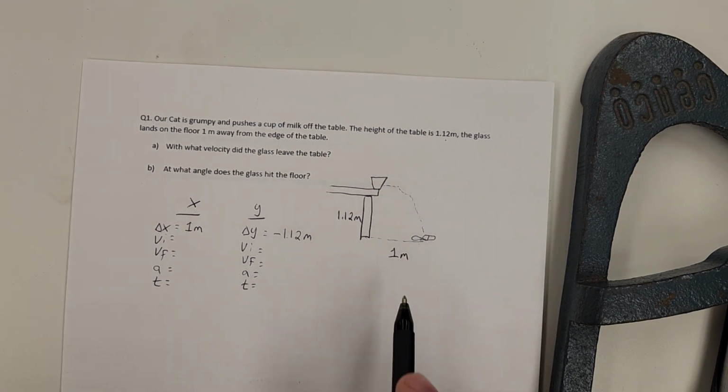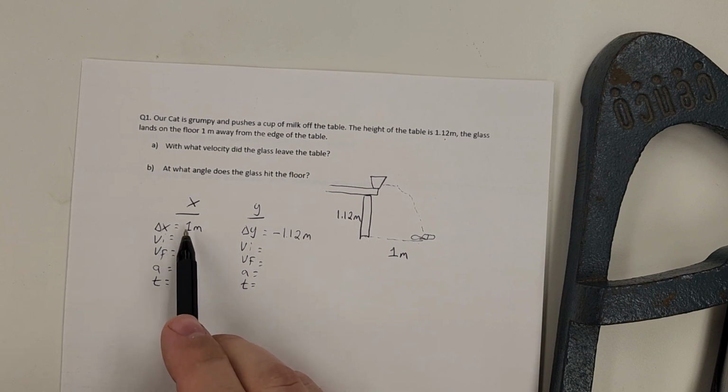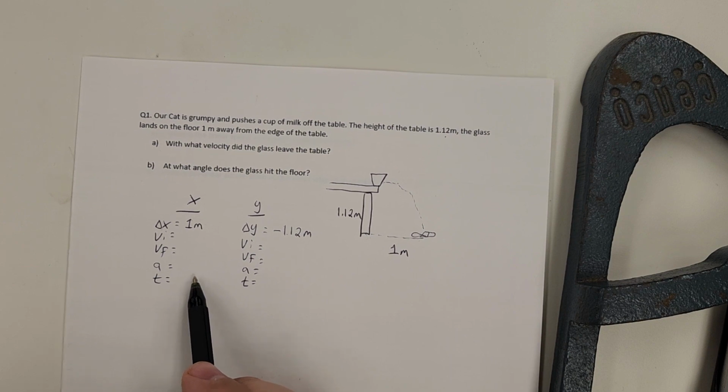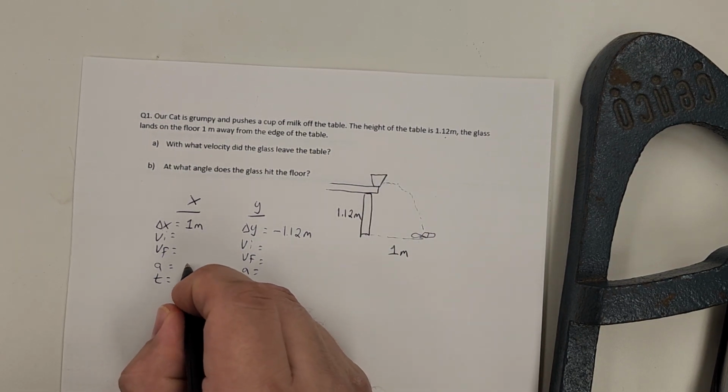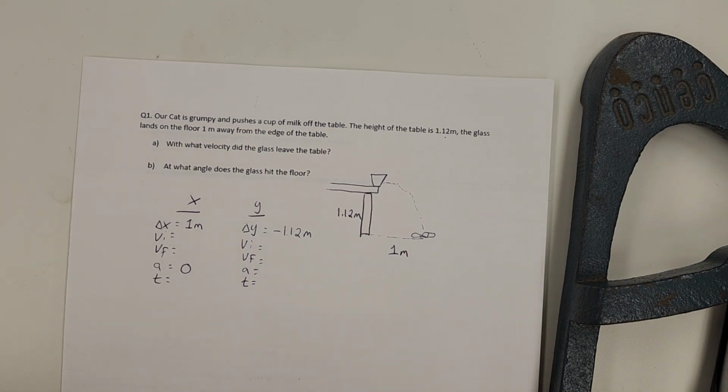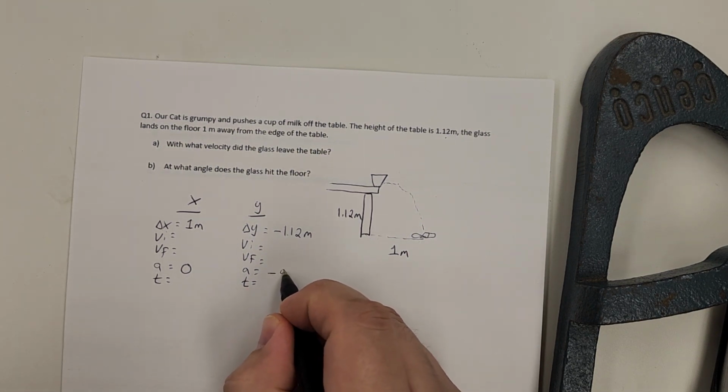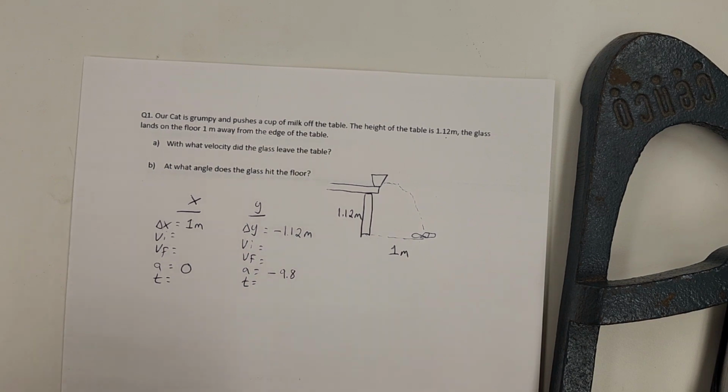Okay. What else do we know? Well, we don't know a lot in the x. And that's kind of our problem. But we know this is projectile motion. So we know that there's no acceleration in the x. Okay, because nothing is pushing or pulling. We do know the acceleration in the y has to be negative 9.8. Okay, so that's the acceleration due to gravity pulling the milk down. So we don't have enough to go on yet.